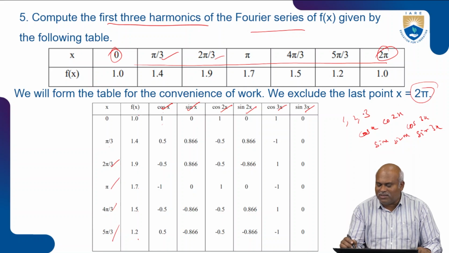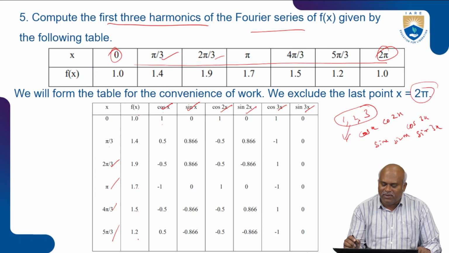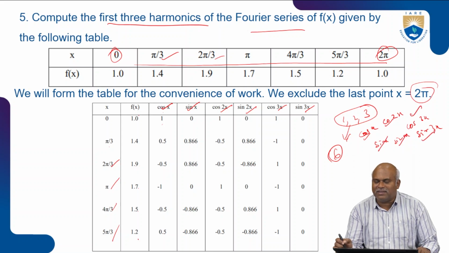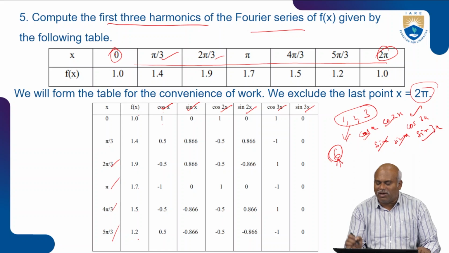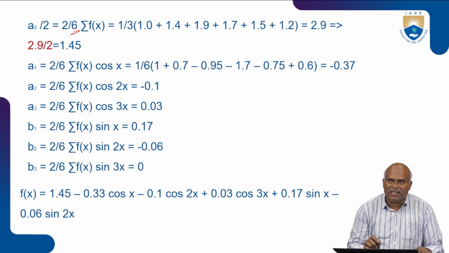This is 1, 2, 3. In total it is generating the 6 harmonics. What are the 6 harmonics? Cos 2x, cos 3x, sin x, sin 2x, sin 3x. I write those harmonics, I take for the 6. So in total 6 harmonics are there.